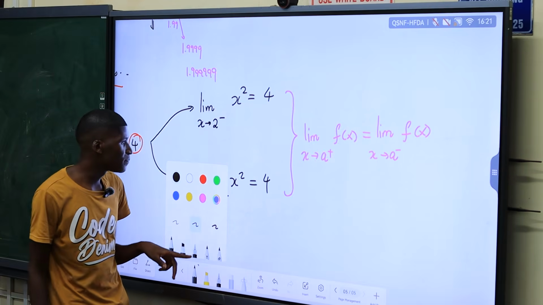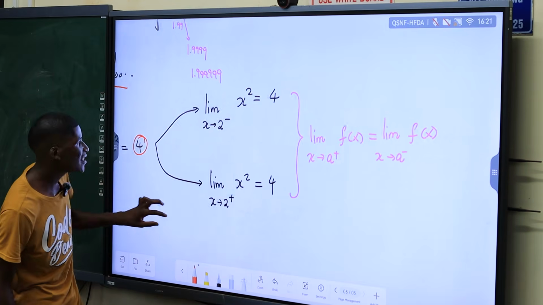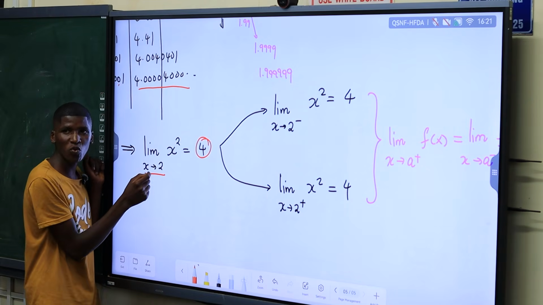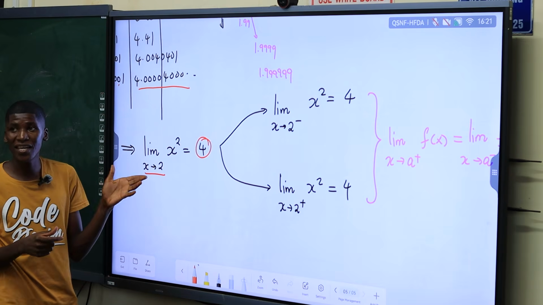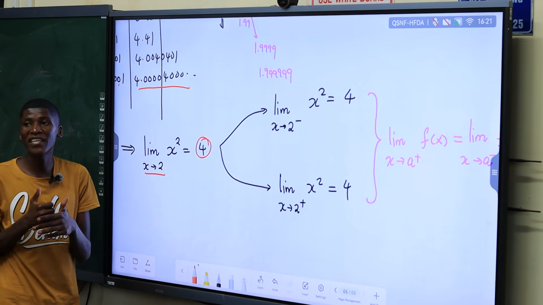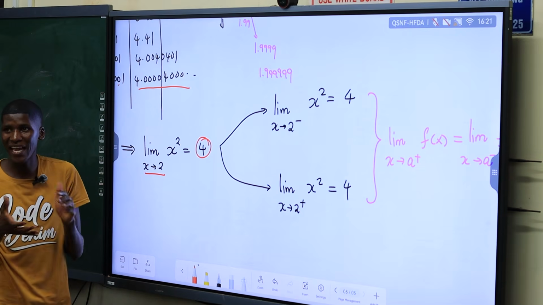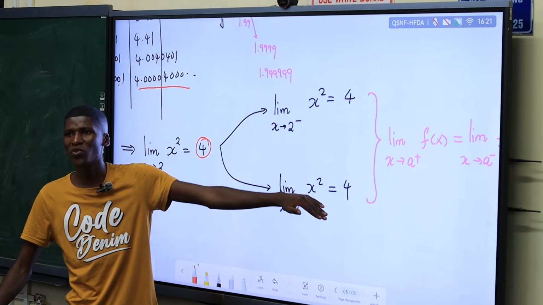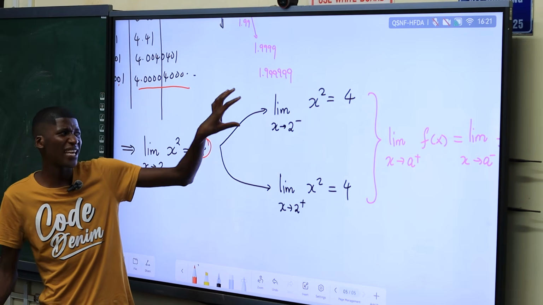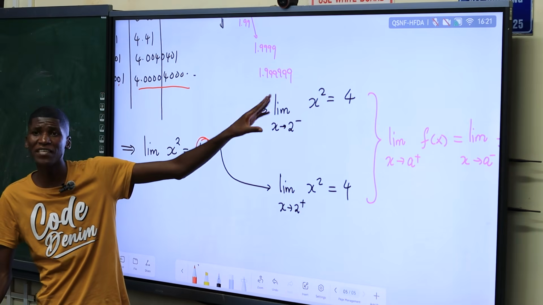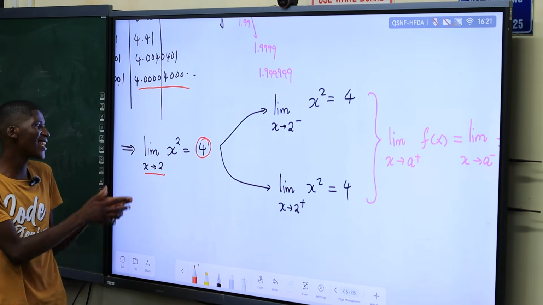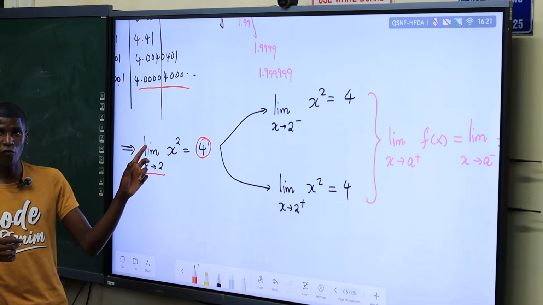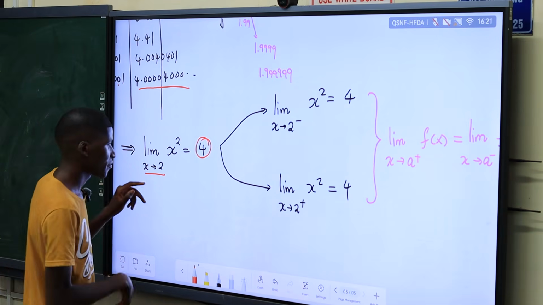So what is this thing? When I write the limit as x approaches 2, and then I write a sign on top, minus or plus, what does it mean? Approaching from the left and also from the right. I just want to say from the left it is 4, from the right it is 4. So instead of writing them partially, we say the limit as x approaches 2 from the left and from the right is 4. I can just say the limit as x approaches 2 from both directions will give me 4. Is that clear? Yeah.